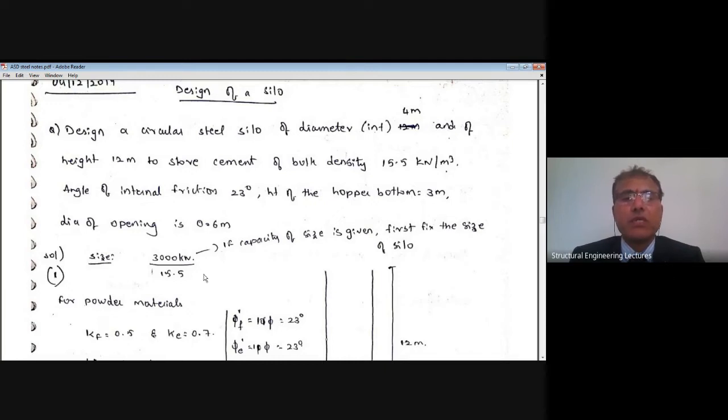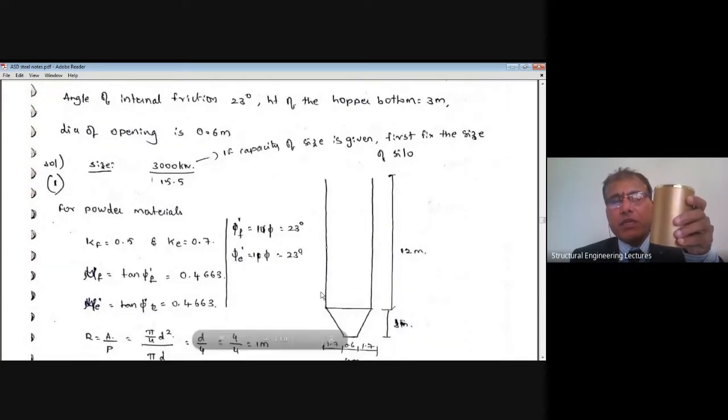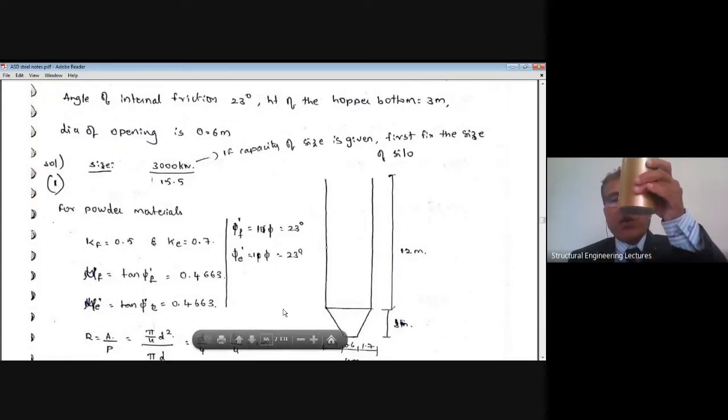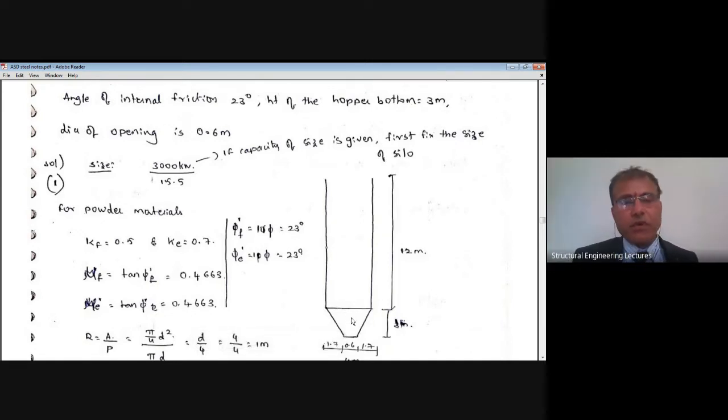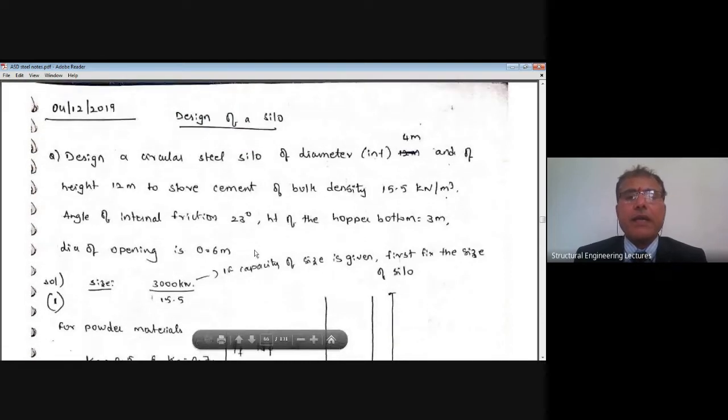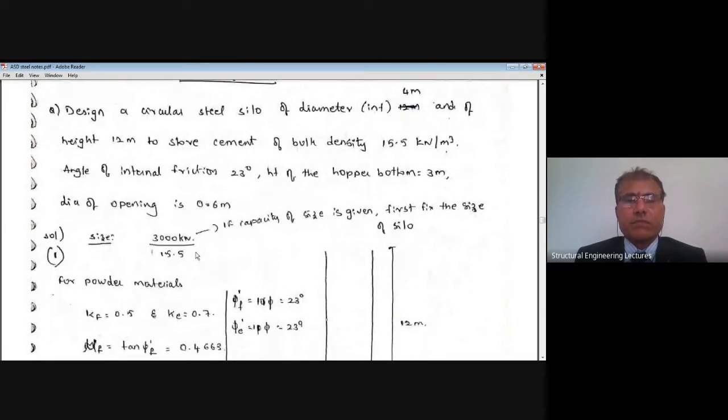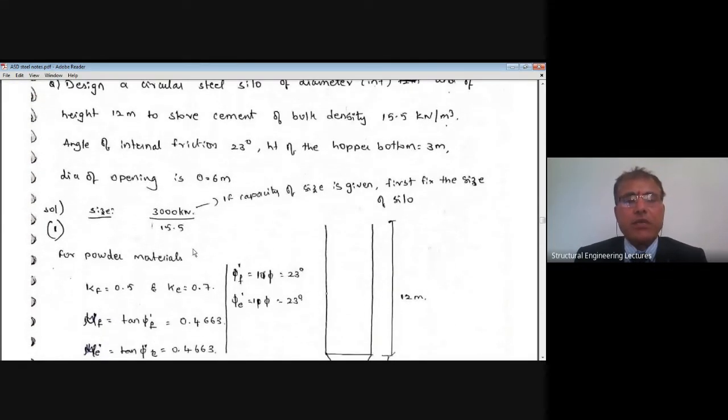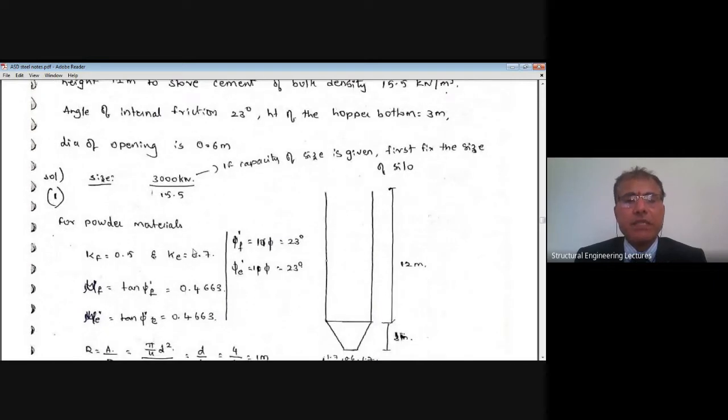Once you know the internal storage, you try to fix that internal storage, one in the form of a cylindrical portion, the major portion. The second is the conical hopper bottom in the form of a frustum of cone. Here the dimensions are readily given, hence I'll take those dimensions. Otherwise you need to fix the dimensions if the storing capacity of the material is given like this.